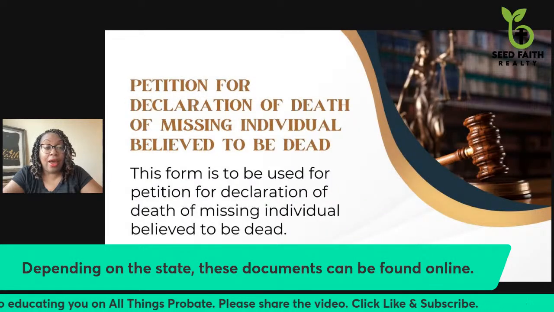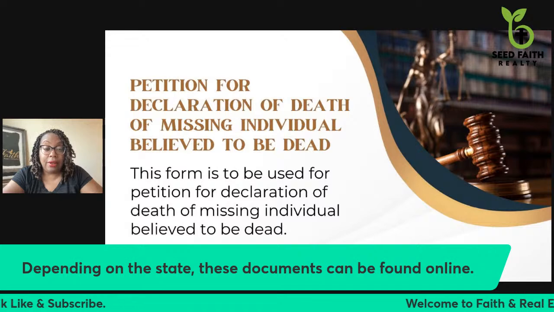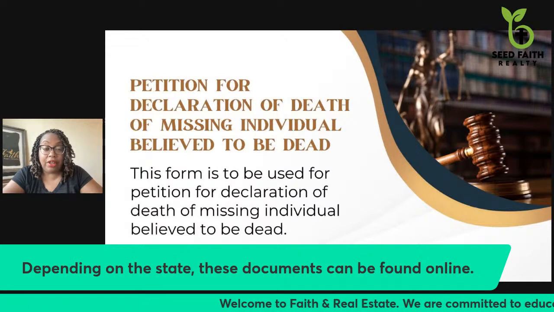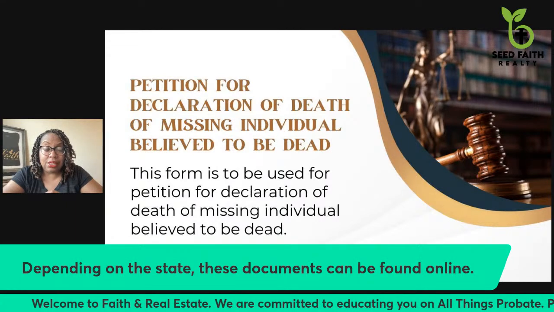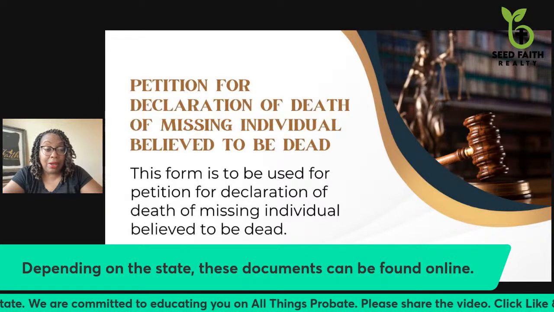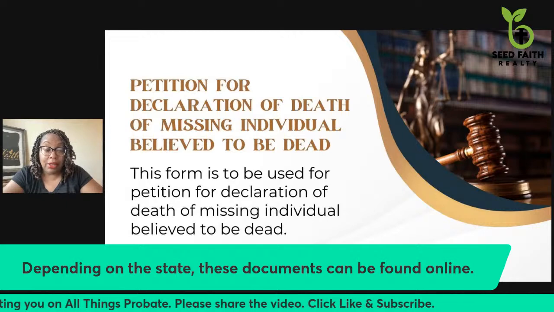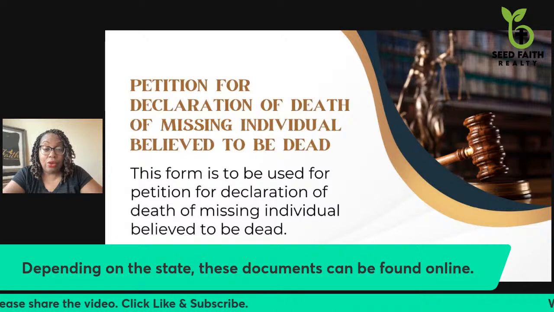All right, now we have the petition for declaration of death of missing individual believed to be dead. So this form is to be used for a petition for a declaration of death of a missing individual. So it's just like it reads. That would indicate that maybe there's an heir that cannot be found or that you believe may be deceased. And this is the petition that you would use for that.